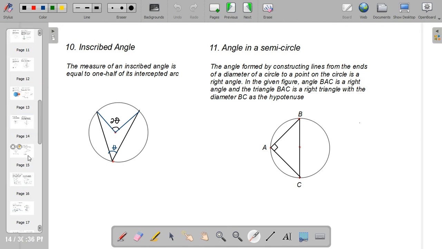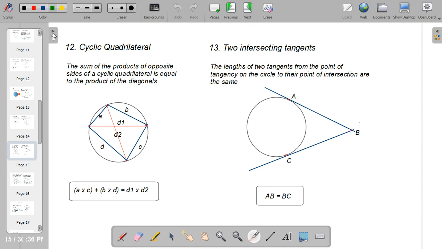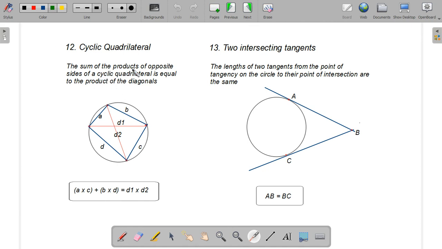Okay. Next, we have cyclic quadrilateral. The sum of the products of opposite sides of a cyclic quadrilateral is equal to the product of the diagonals. So this is the sum of the products of the opposite sides. So A and C are opposite sides. So if you're going to multiply A times C, sum daw siya ng mga opposite sides, A times C plus B times D is equals to the product of the diagonal. So D sub 1 times D sub 2.